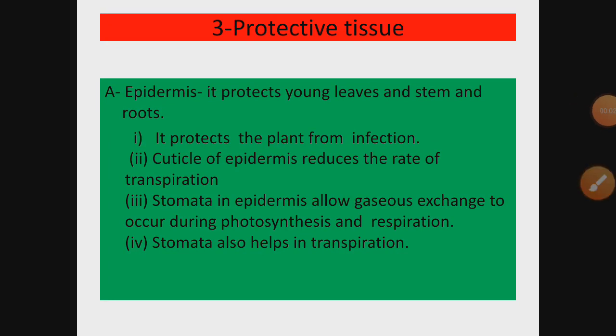Good morning students. Under plant tissue we have already discussed meristematic tissue. Then second was our permanent tissue. Permanent tissue is further divided into simple permanent and complex permanent. Now the third important type of tissue is protective tissue. This tissue is very important for plants because it gives them protection.